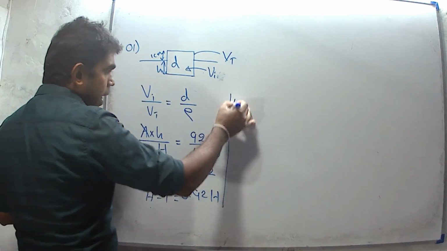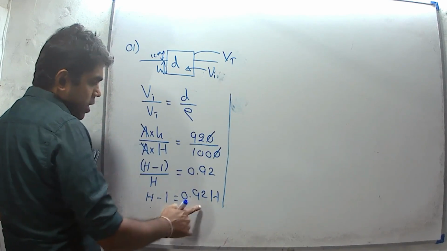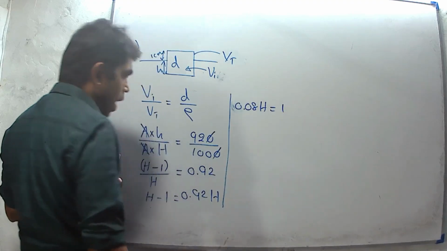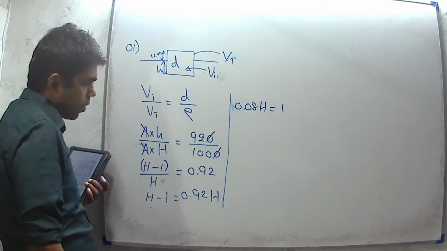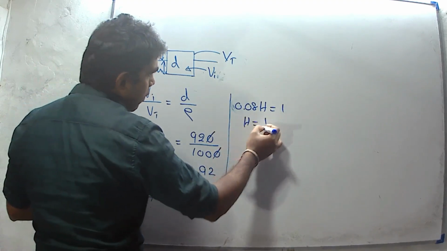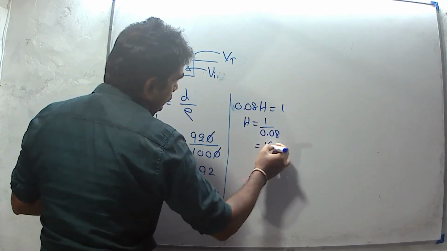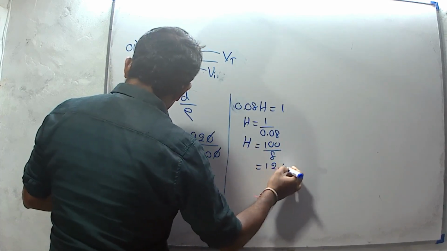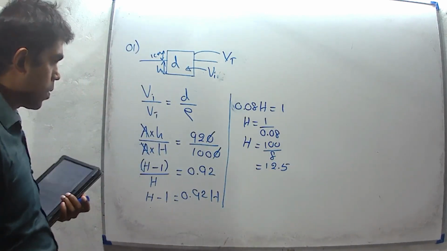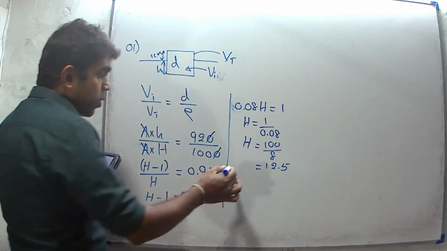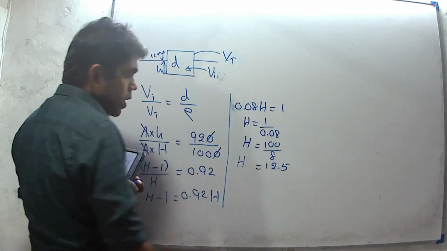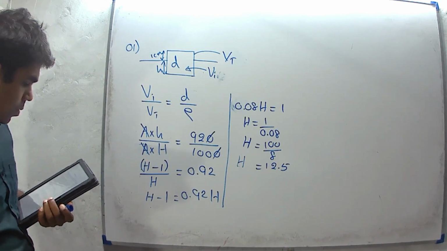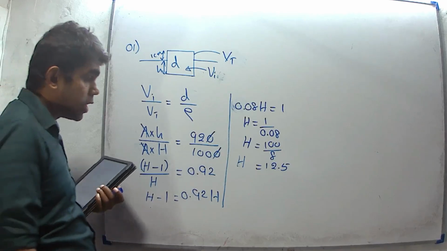Then we can subject H minus 0.92 H, 0.08 H equals 1. Then H equals 1 divided by 0.08, 100 divided by 8. They have not given the density of seawater. There is no density of seawater in the question. Then we get the answer as 12.5. We can't get the correct answer without using the seawater density.